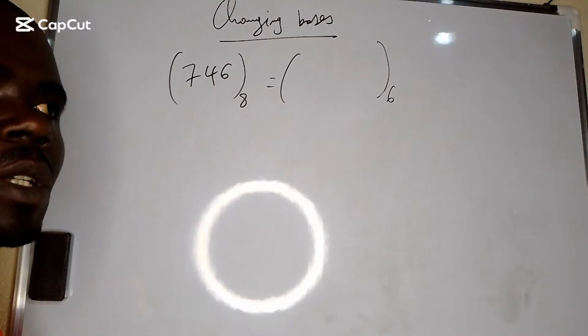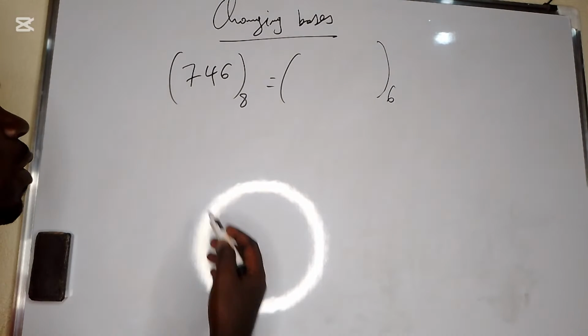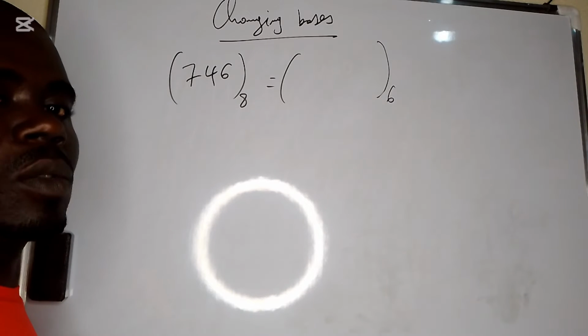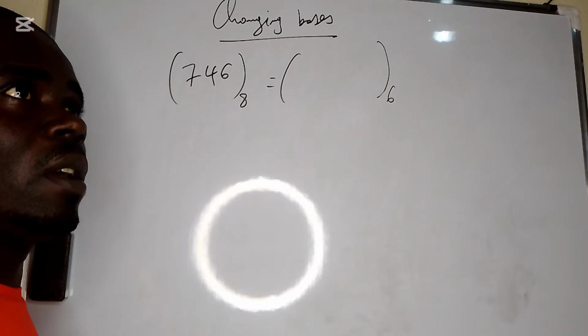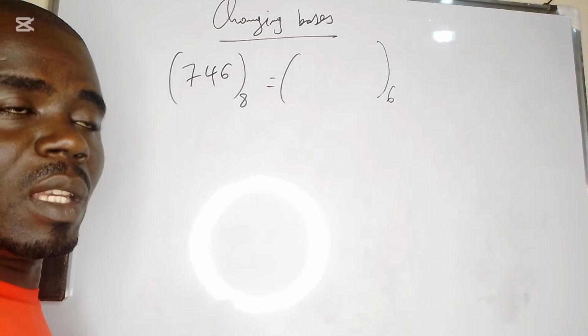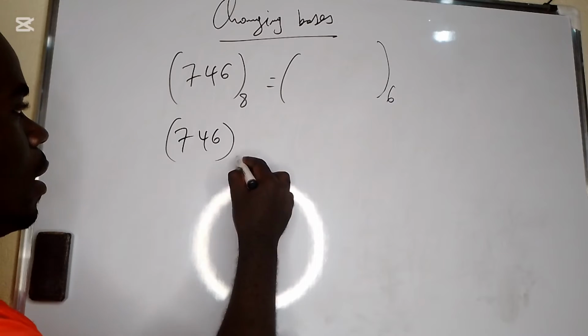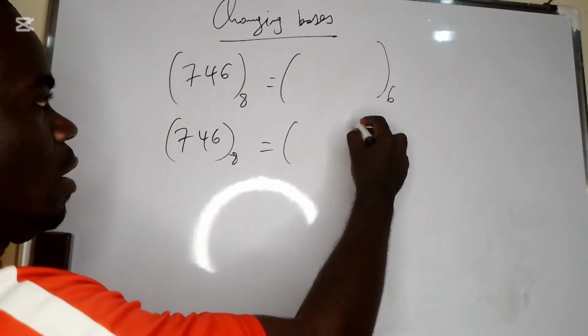Have you ever wondered about changing from one base to another? When changing from base 8 to base 6, or any other base, we normally don't have any powerful way without considering base 10. So we need to take this number, which is in base 8, and put it in base 10.